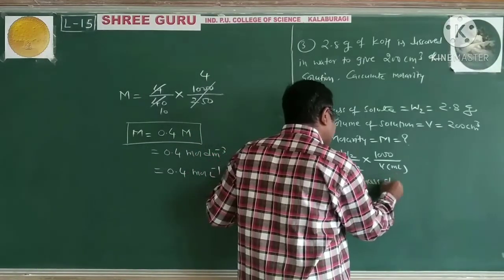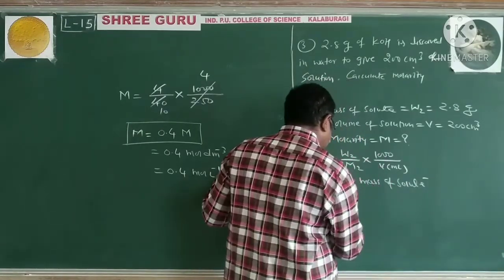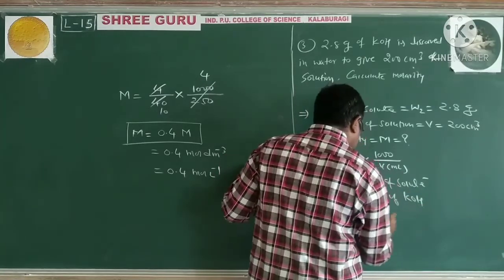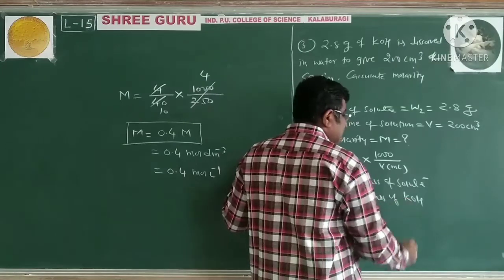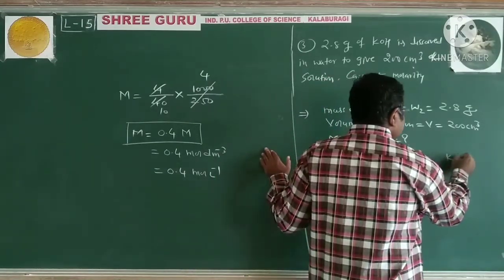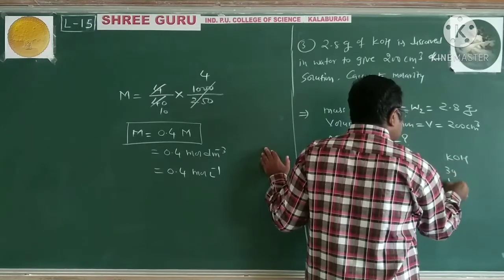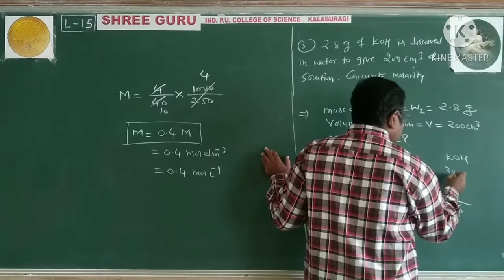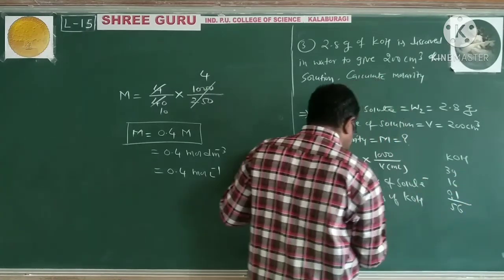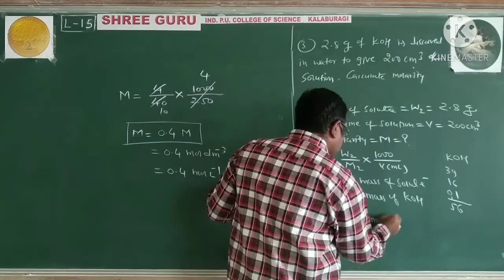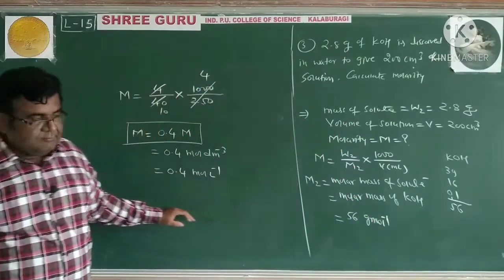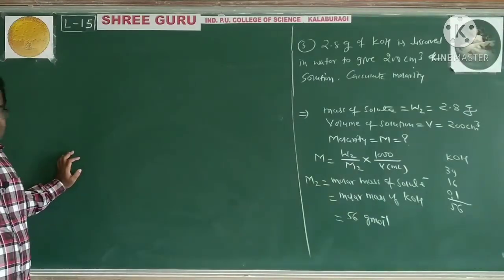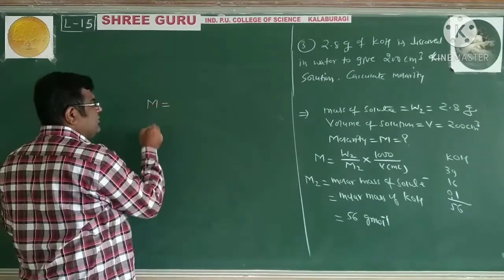Molar mass of solute. Molar mass of potassium hydroxide. Potassium is 39. Oxygen is 16. Hydrogen is 1. And this is 56 gram per mole. So everything is known now. Only 4 terms are there. One of the simplest type of questions.